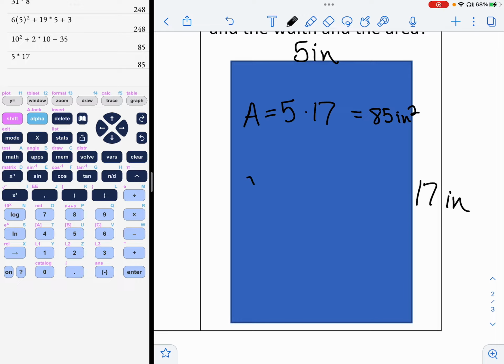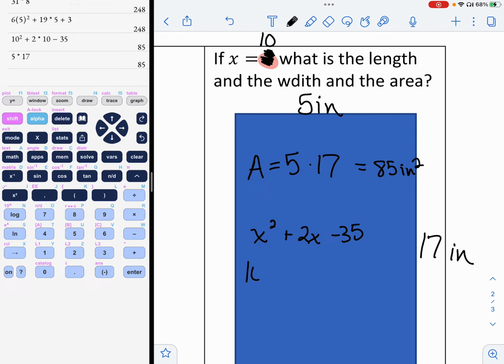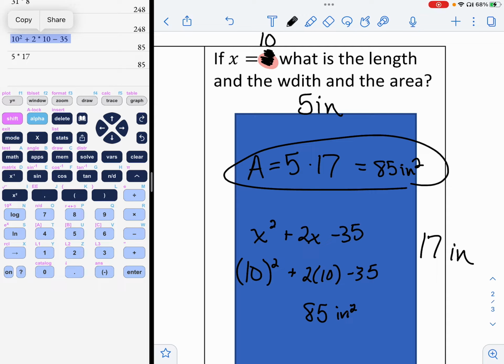But if you didn't like that method, you could bring over the original polynomial from over yonder, and then we could plug in, what was x? 10. And you can actually see if you look at my calculator, I'm highlighting it. I already did that, and sure enough, there's the 85 square inches. Either method works, I think that method's the easiest. You'll probably agree. But it is nice to be able to do a double check.